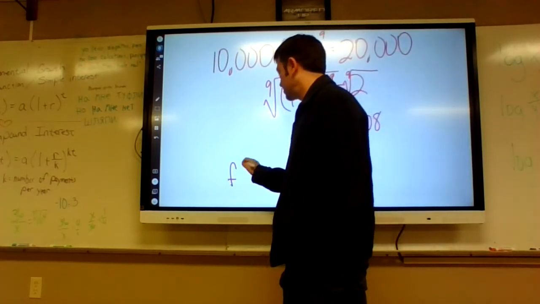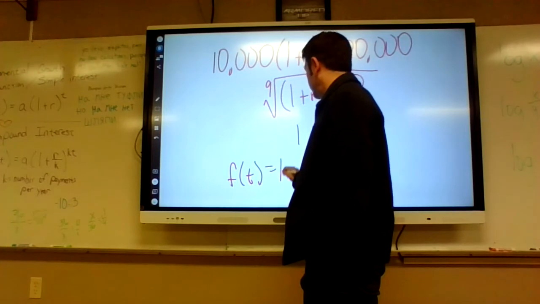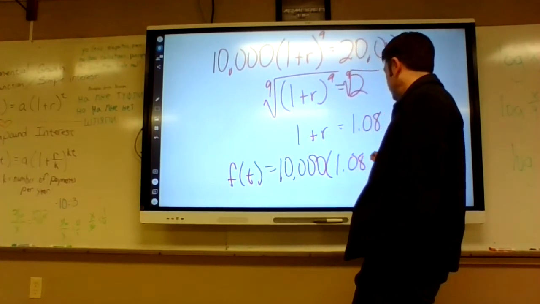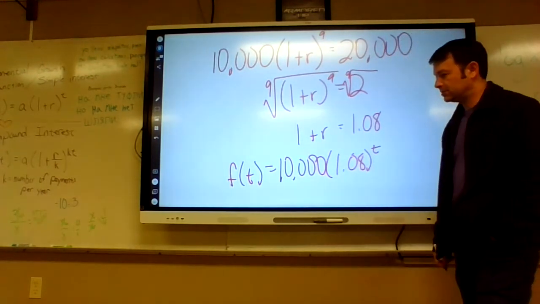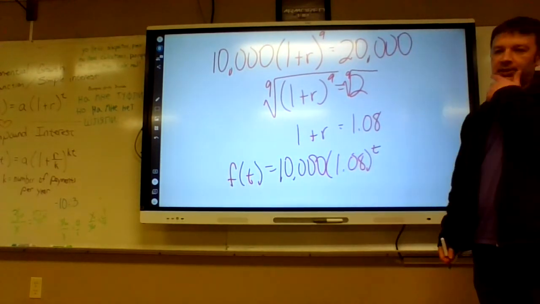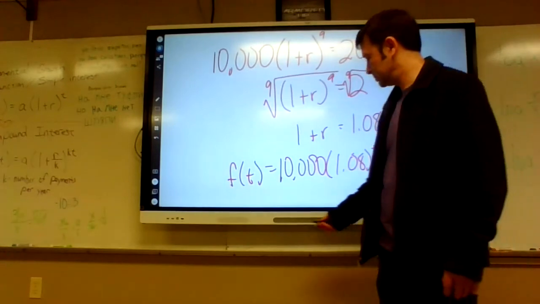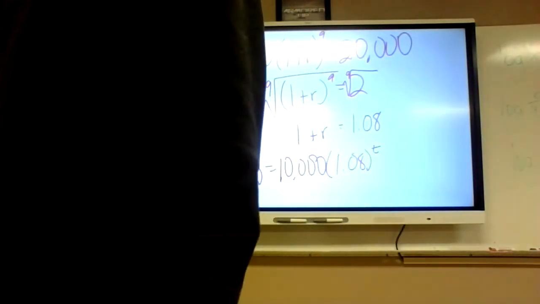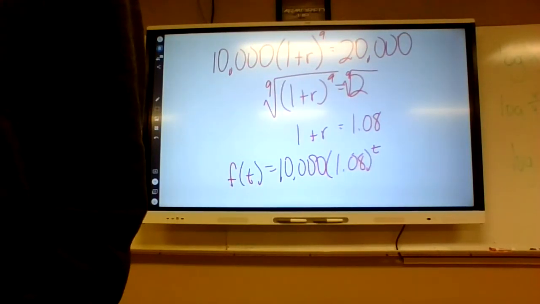So it's f of t equals $10,000 times 1.08 to the t. Basically, they're getting 8% interest. That's not bad. That's really high. How long does it take the money to triple in value?